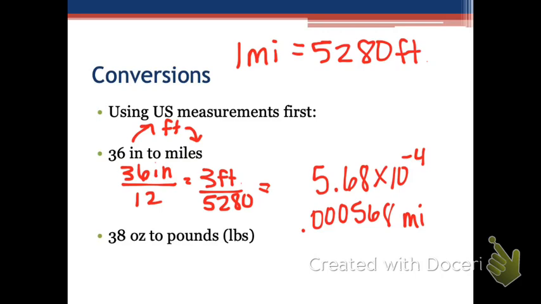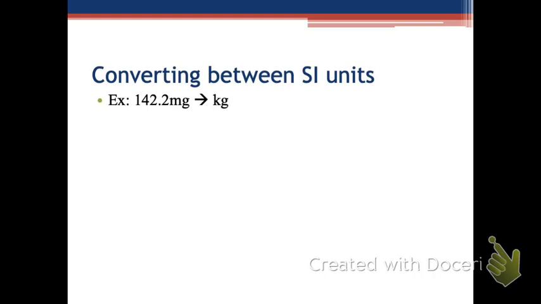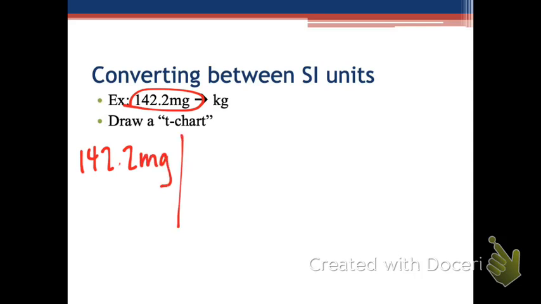I'm going to skip the second one. We're going to convert now between SI units or metric units. SI is metric. So we're going to go milligrams to kilograms, and I'm going to show you my system for conversions. Some of you that are familiar with the metric system can just move the decimal place, and that's fine. But sometimes Americans are not as comfortable with that. So we're going to show you my system. This is called a T-chart. Every time I do a conversion, I start with what I know.